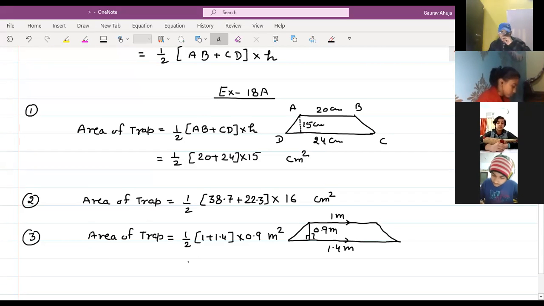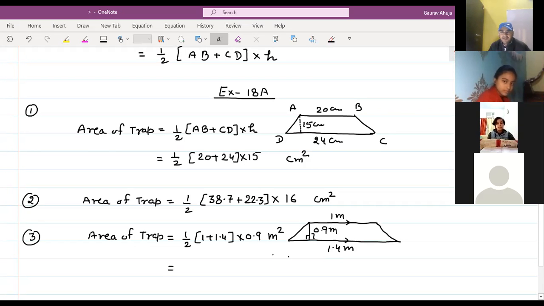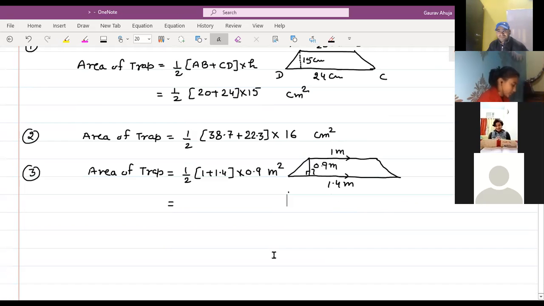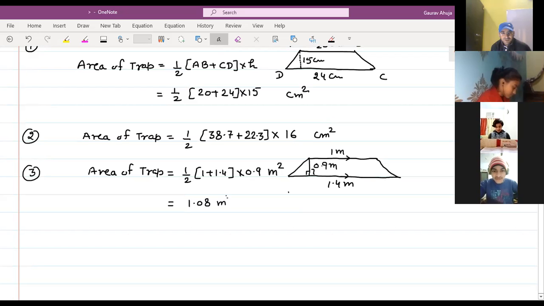Anyone who got the answer? Any student? Yes, sir, I got the answer. Very good, beta. Tell me. Yes, beta, what answer did you get? 1.08 meter square. Very good, beta. Excellent. I am proud of you, and I feel proud that I am your teacher. 1.08 meter square. Excellent.